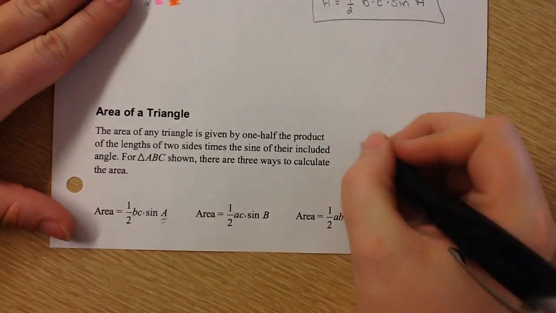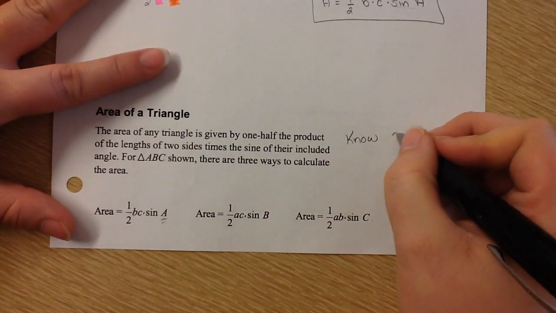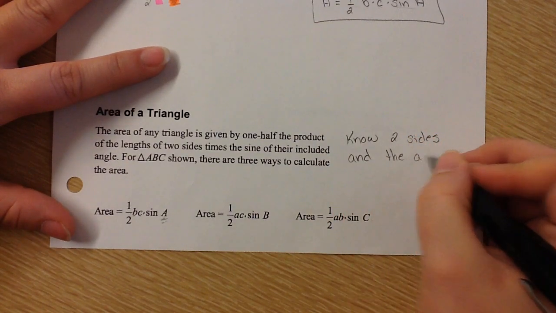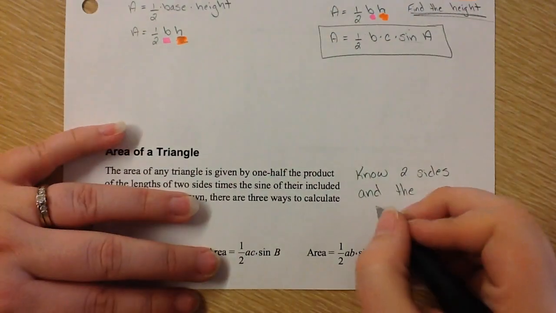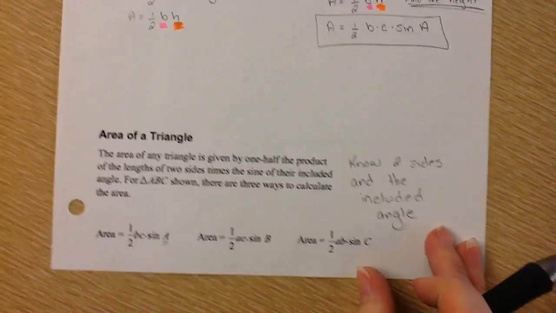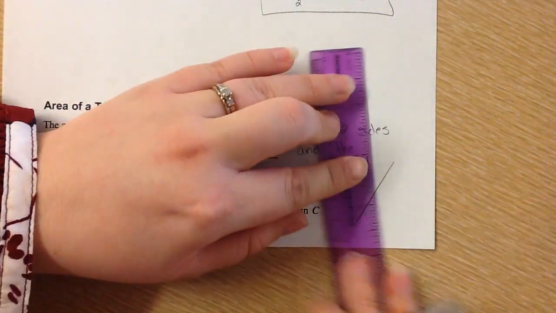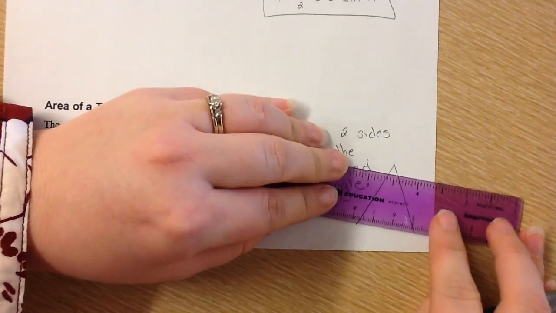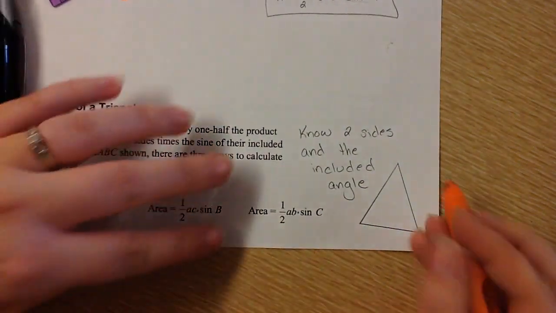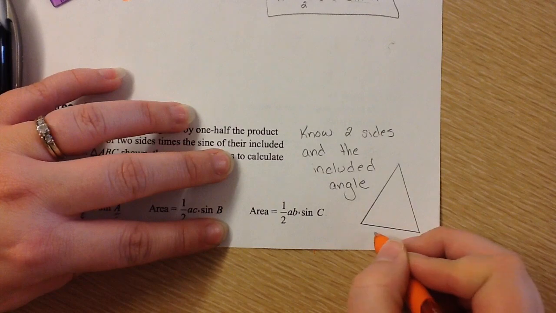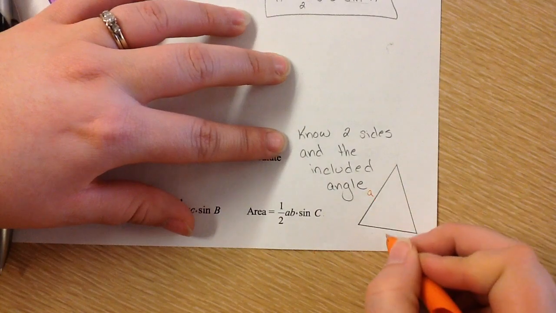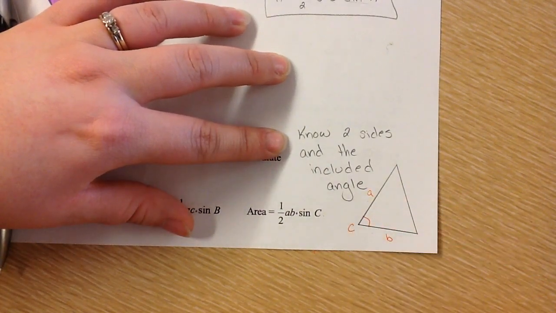Okay, so this is one way of finding the area. Let's come back to area of a triangle. Here's the things you must know or be able to find. Know 2 sides and the angle, what we call the included angle. So what that looks like in a picture, if I have a random triangle, to use this formula, we need to know two sides. We would need to know this side and this side, and this angle in between.